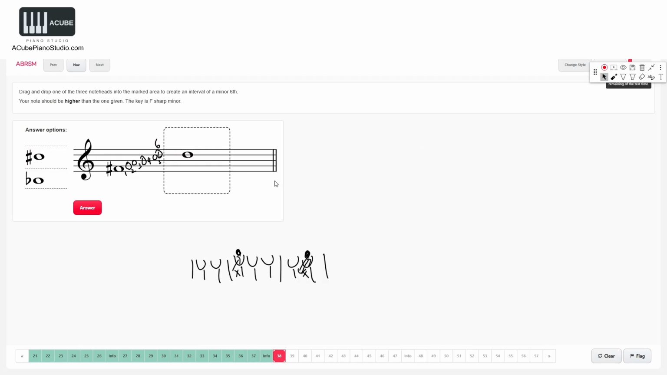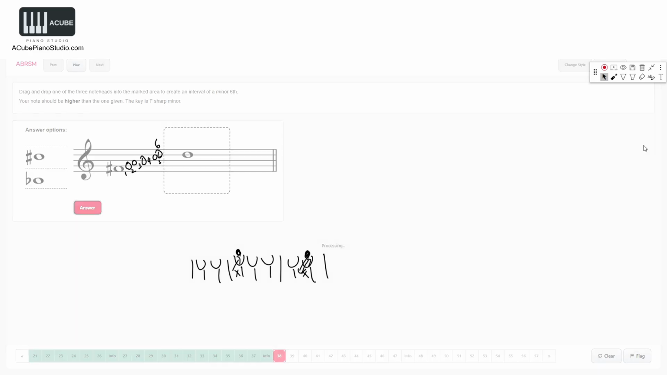Okay, alternatively, you can use the semitone method that I teach in my course, link down below. So for that method, you need to memorize the number of semitones for the different types of the interval.